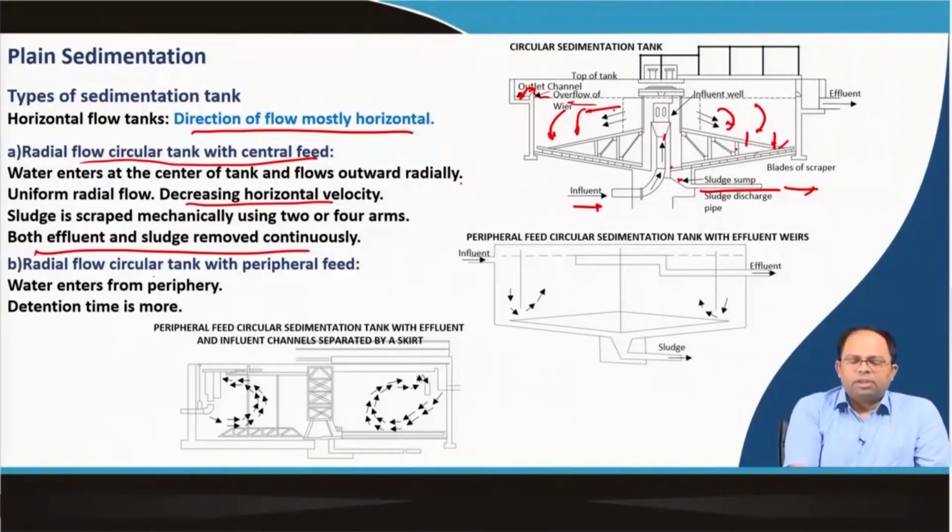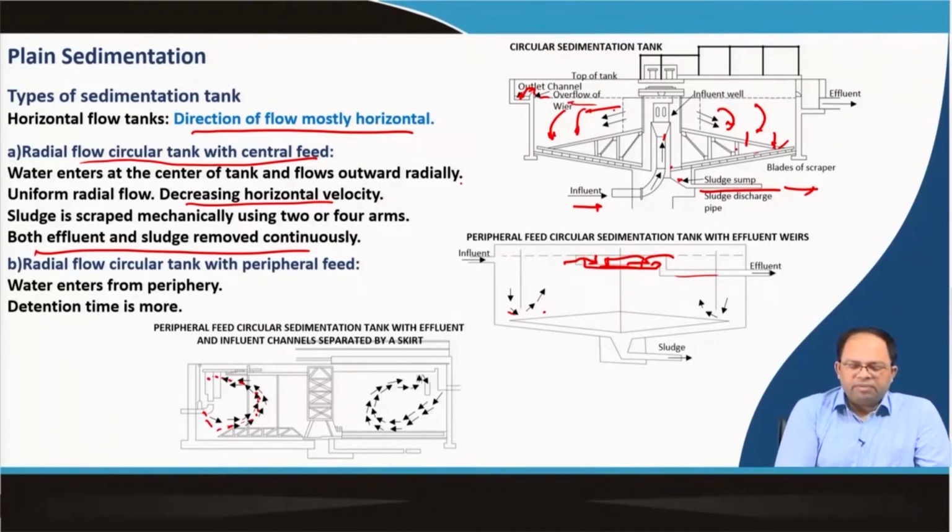Then we have also the radial flow circular tank with peripheral feed. Centrally we were putting the influent, but sometimes the influent comes from the outside, from the periphery as well. This is how the influent is coming, and we can take the effluent from the center. Or it could be also at the outside, that means influent and effluent both go through the periphery, but these two are divided in such a way that the influent comes in, goes below, then goes up, and then goes into this channel, from where it is taken out.